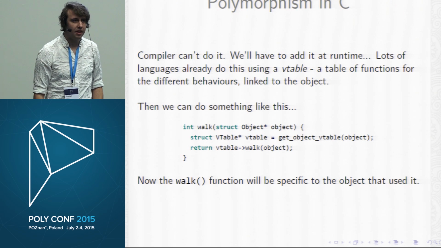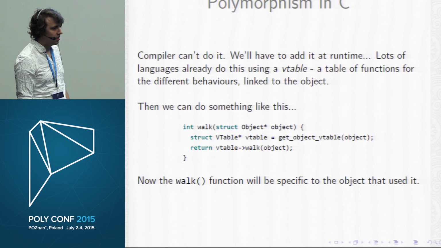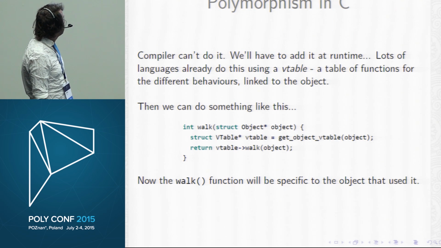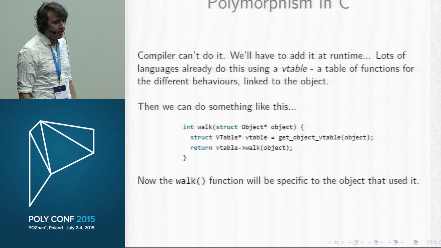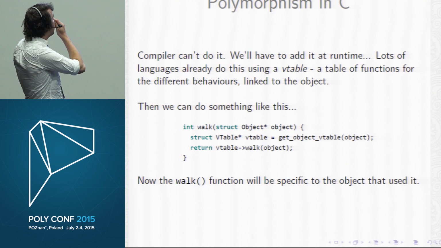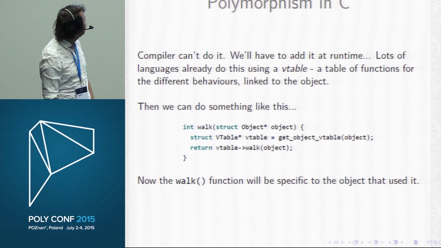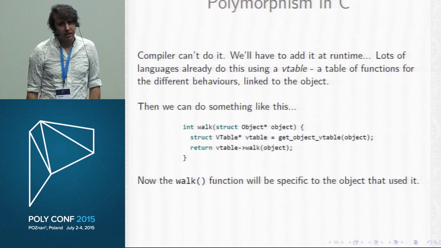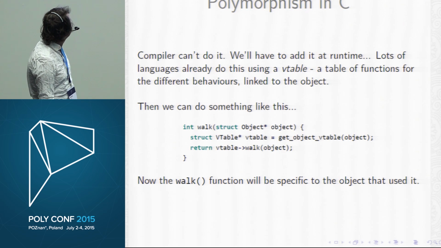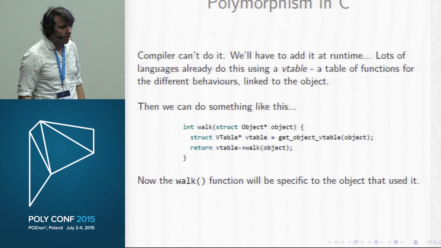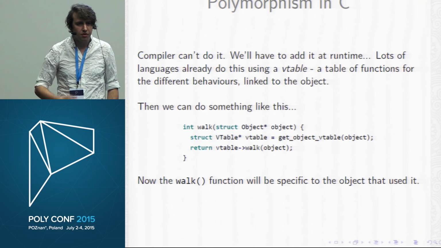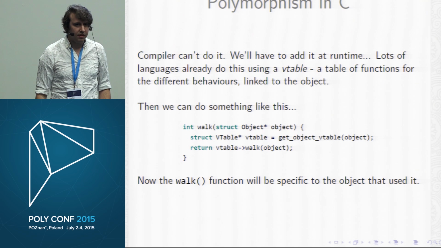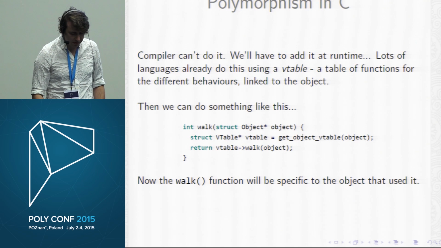And then if you have that, you can make these generic functions which look a bit like this. So if we have this walk function, maybe it returns the number of steps or something like that. It takes some object. You can get the vtable, and then you can call this walk function from the vtable. And this will mean the walk function is specific to whatever object was passed in. So this walk function does different things depending on what object you give it. That's basically all polymorphism is.